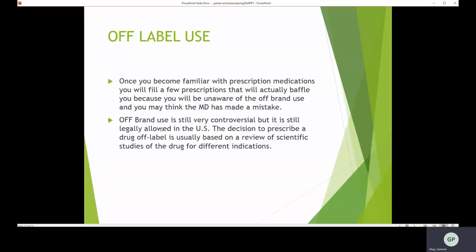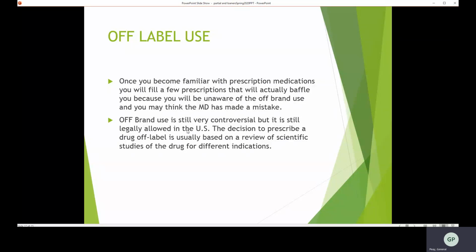The decision to prescribe a drug off-label is usually based on a review of scientific studies of the drug for different indications. And again, like I said, this is a very controversial law or practice that allows it. One thing that you may have heard of this year that was used for off-label use, and you may have heard the president talk about it many times, was hydroxychloroquine for COVID.